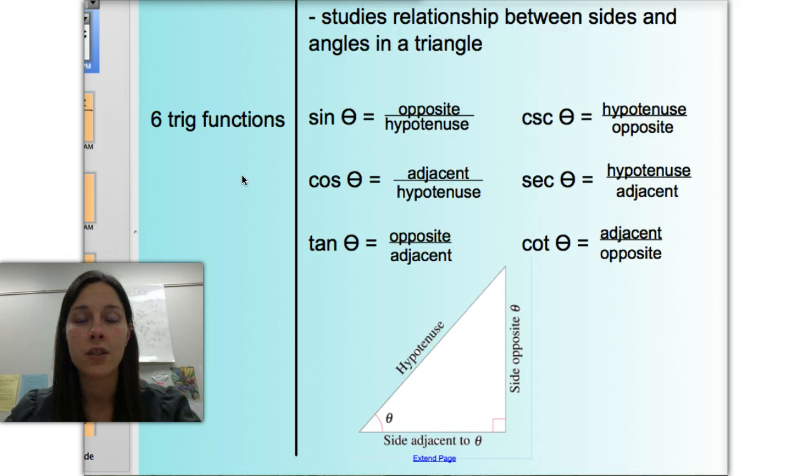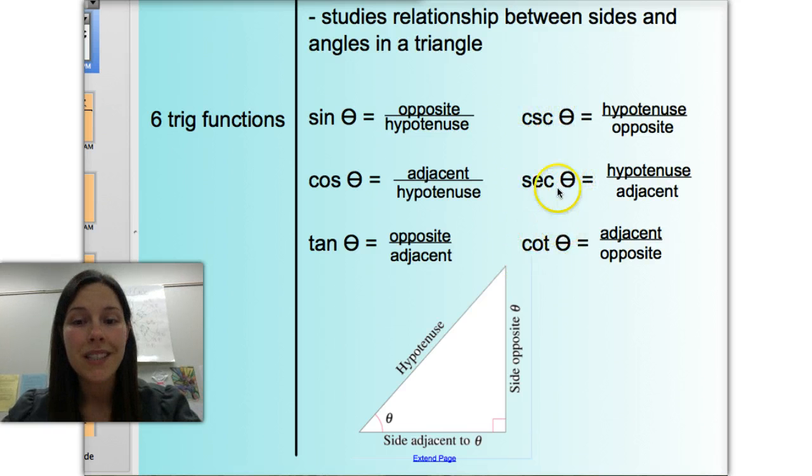For those of you that may not remember or may not have ever learned about the other three trig functions, there are 6 total. So sine, cosine, and tangent are the ones that I expect you to be familiar with. And then we're also going to look at the reciprocal for each of those functions. The reciprocal of sine is cosecant. CSC is the abbreviation. The reciprocal of cosine is secant, SEC. And the reciprocal of tangent is cotangent, COT. So those are the ones off to the right here.